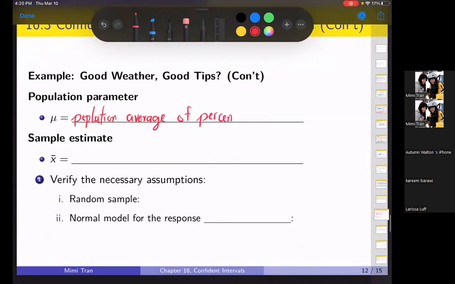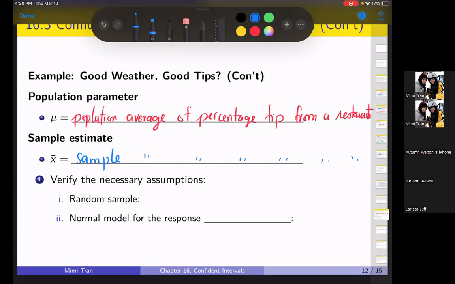Percentage. I will ask you this on the exam. Tell me, what is mu? Mu is the population average percentage tip from an arbitrary restaurant. They didn't tell me which restaurant, which I don't like. I like to know where they're from. Just an arbitrary restaurant. And then what's X bar? You only change one word. Instead of population, you change to sample, right? The sample average of percentage tip from the restaurant.